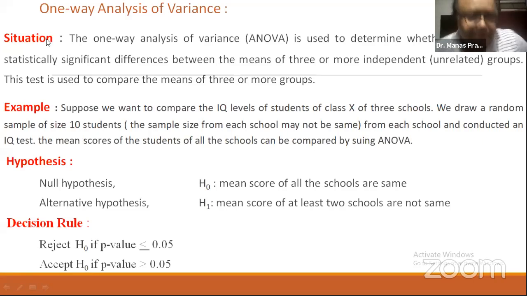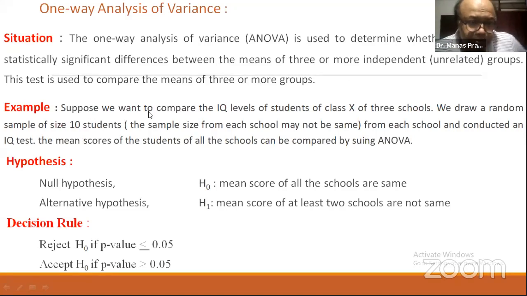I read it one more time. One-way analysis of variance is used to determine whether there are any statistically significant differences between the means of three or more independent groups. Three or more. If two, then we cannot apply this method; we have to go for the independent sample t-test. If three or more, then we have to apply this. The main purpose is the same: to compare the means of unrelated groups. Unrelated means independent groups.